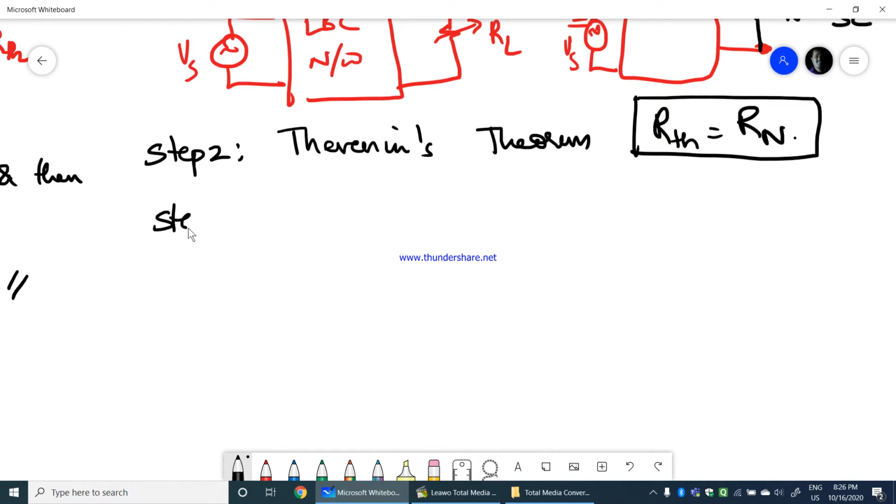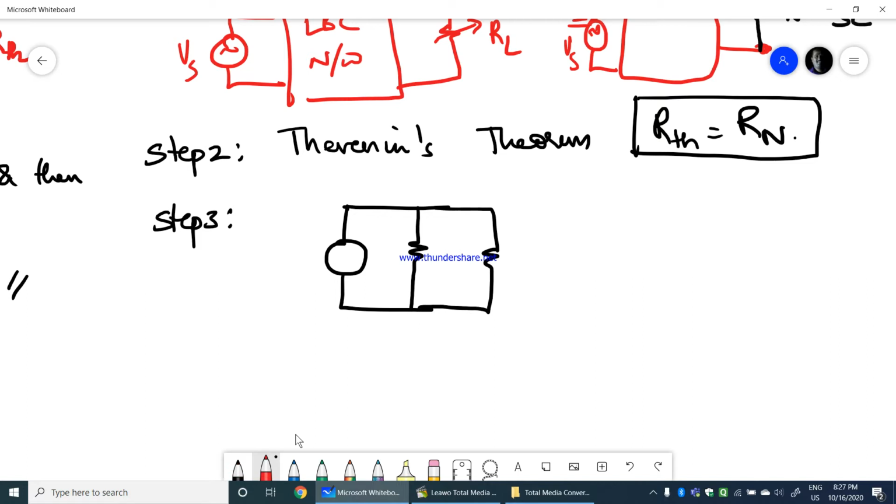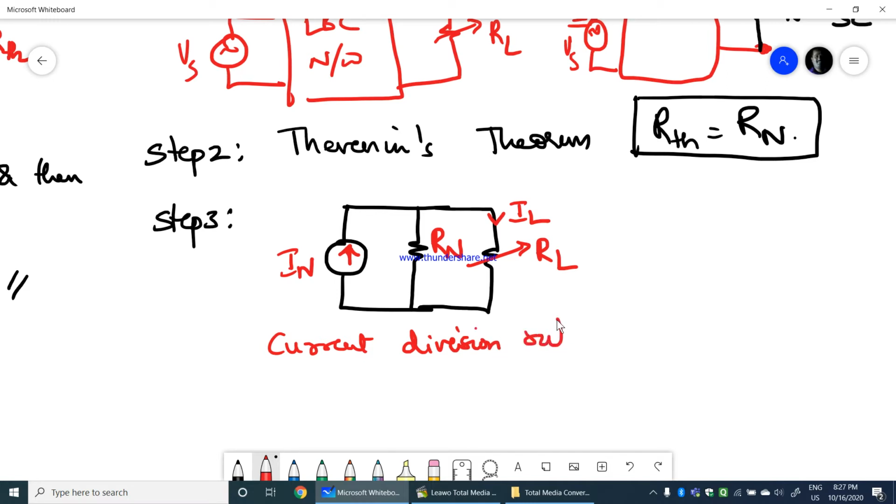So step 3 in Norton's theorem, we write the Norton's equivalent circuit, which has a Norton's equivalent current source in parallel with Norton's equivalent resistance, that in turn is parallel with the load resistance. Now here the current IL. Now how do you find out IL? IL is found by current division rule.